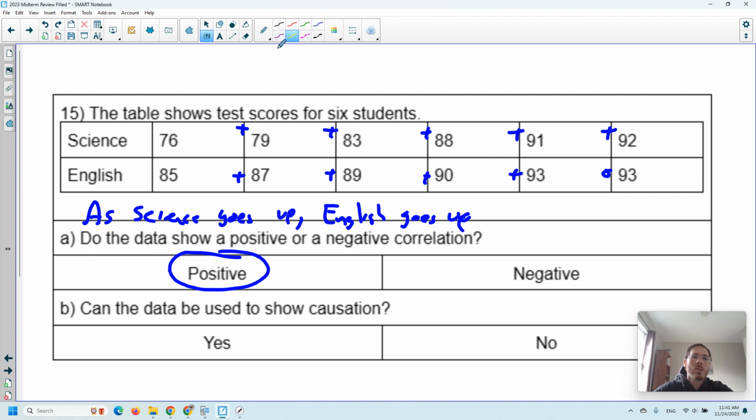Can the data be used to show causation? That's a no. If it was causation, that would mean everyone who is good at science is automatically good at English. Which is true sometimes, and the data shows that for the most part, people that are good at science are also good at English. But it's also possible that there's more than 6 students in the class, and maybe some of them are really good at science and really bad at English, or vice versa. Maybe they're really bad at science but really good at English. So that would be a no for that one.